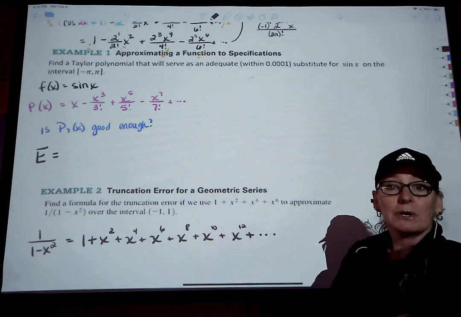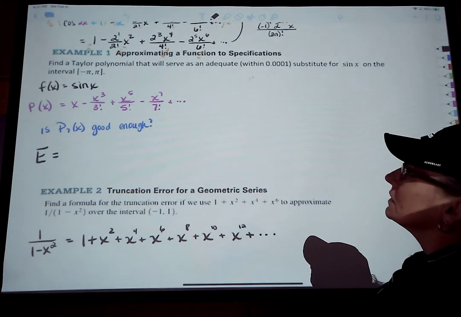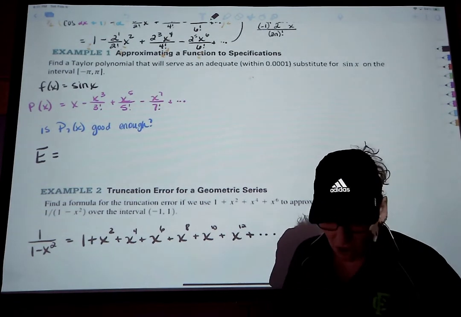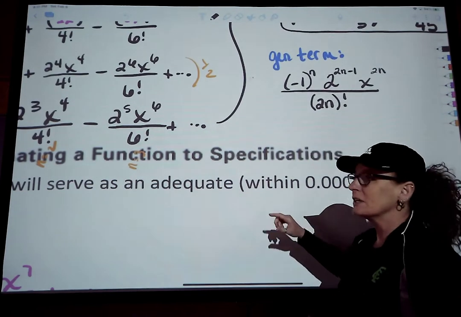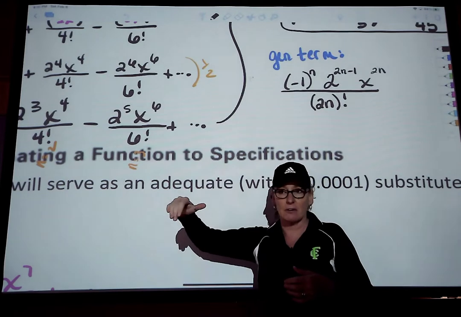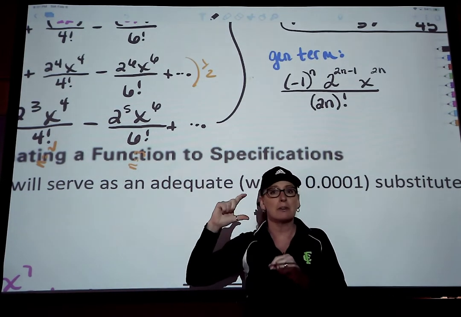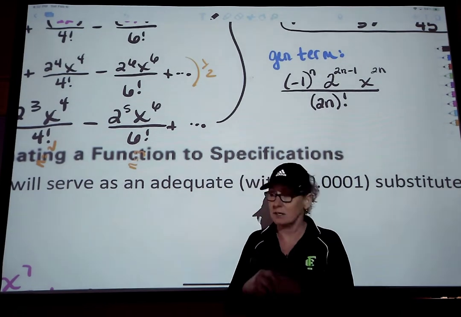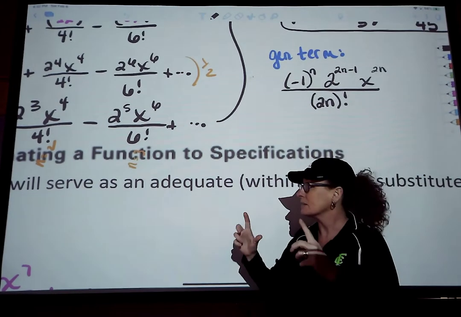Let's see. Next one, we're going to need our graphing calculators for this one. Find a Taylor polynomial. Okay. Let's get our error within here. So let's take our Taylor polynomial out far enough to where the difference between the function and the polynomial is within 0.0001, right?